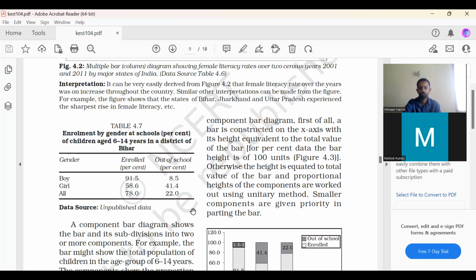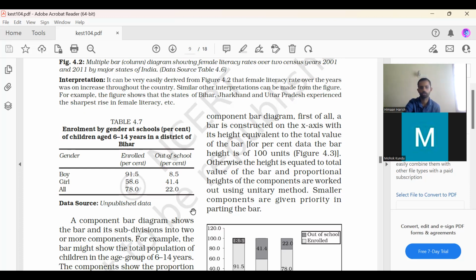Whereas for girls, 58.6 percent enrolled in schools in the district of Bihar, and 41.4 percent of girls went out of school. And in total, 78 percent of children enrolled in schools in a particular district of the state of Bihar, whereas there were 22 percent of both boys and girls who dropped out of school in the district of Bihar, aged 6 to 14 years.